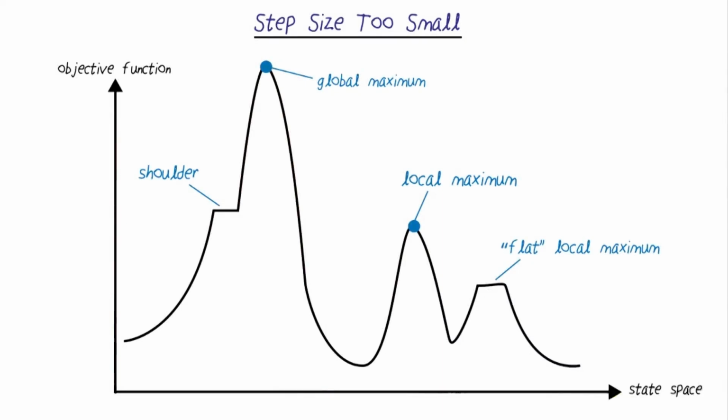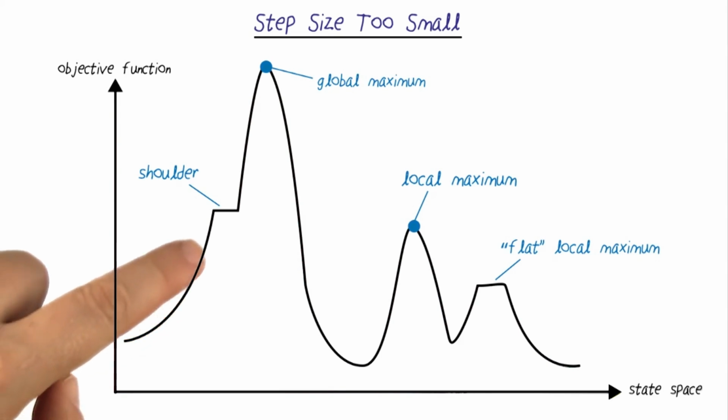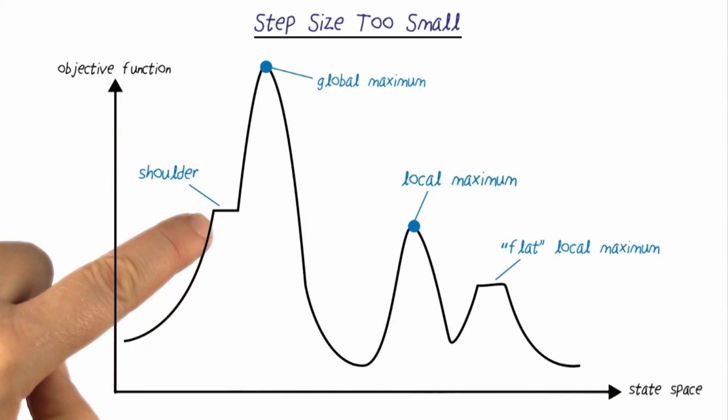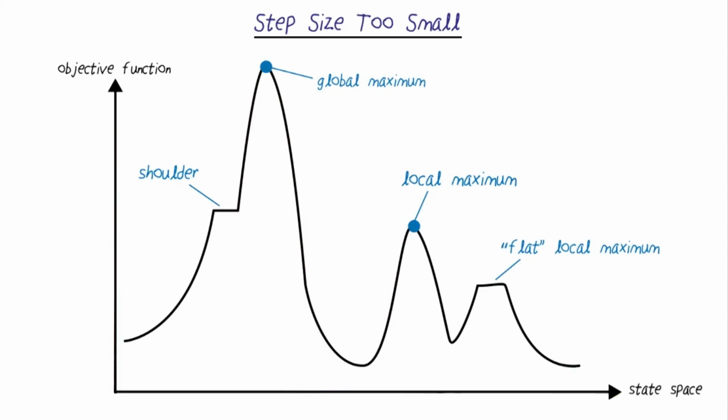Suppose we start at the left edge of the graph. Using small steps, we gradually climb higher until we get to the shoulder here. However, if we stop when we no longer see a way to improve, we can get stuck at this shoulder. So you mean we get to this point, and if the step size is small enough, we never see the sudden increase in gradient here.